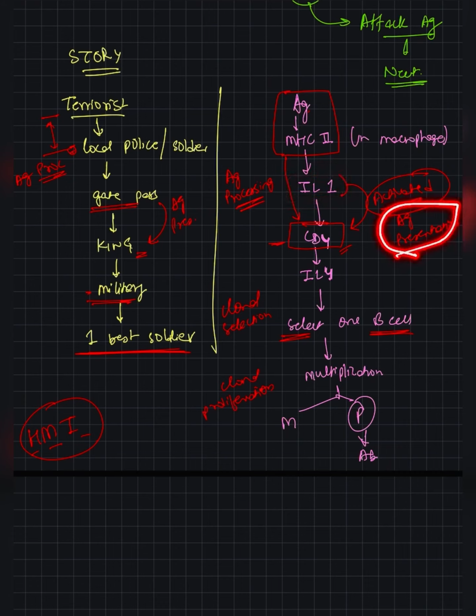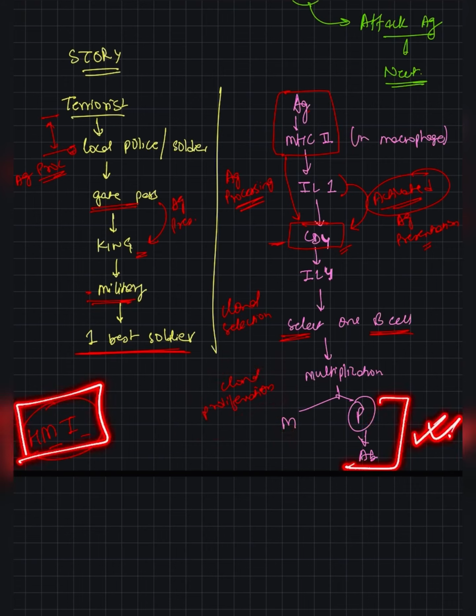CD4 on activation releases interleukin 4 which does clonal selection, which means selection of one B cell, and this one B cell undergoes proliferation, giving us memory cells and plasma cells. These plasma cells release antibodies. This complete process is seen in case of humoral mediated immunity.